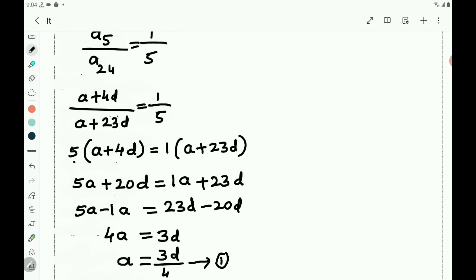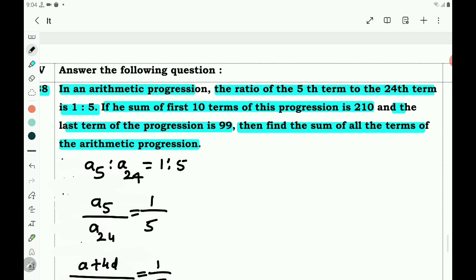Then next relation is given. Sum of first 10 terms of the AP is 210.